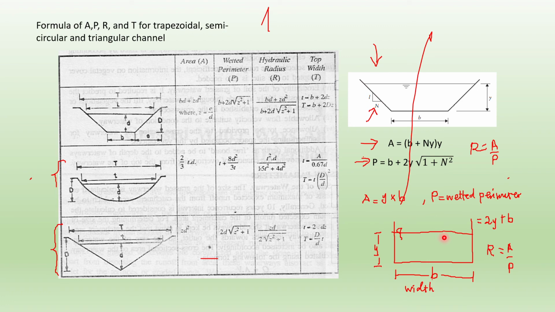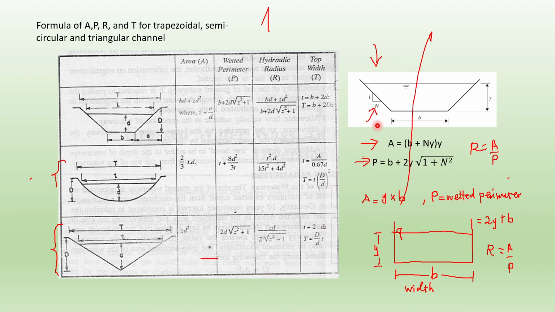How about if you have other shapes of channel, like trapezoidal in this case, and we can also have semicircular or triangular channel. So the formulas are here. You can use these formulas to calculate the area, the wetted perimeter, and also the hydraulic radius, of course, and also the top width of the channel. So you can memorize these equations.